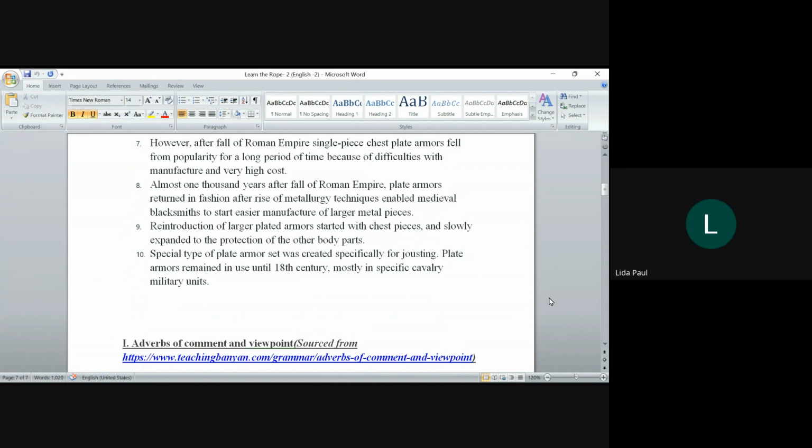Right? So jousting, it is a noun. Jousting, yes, it's a noun. Okay. Correct. Then plate armors remained in use until 18th century, mostly in specific cavalry military units.